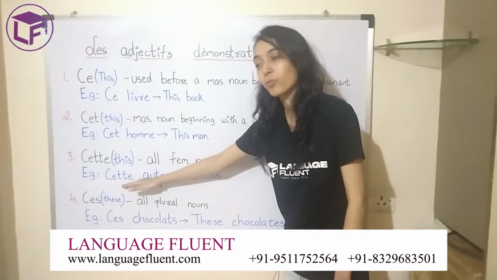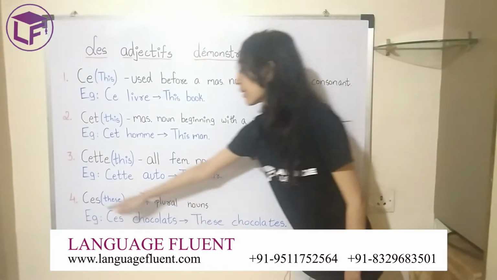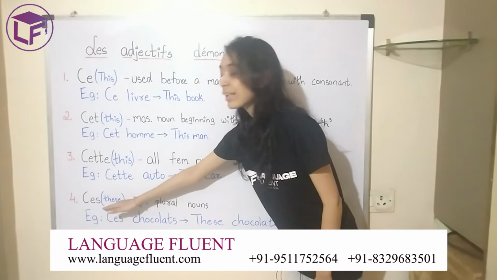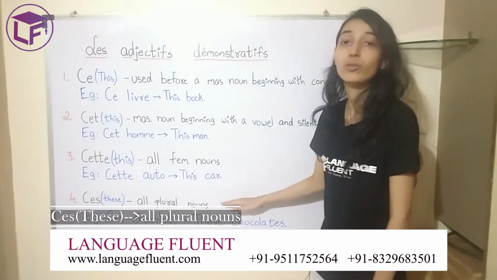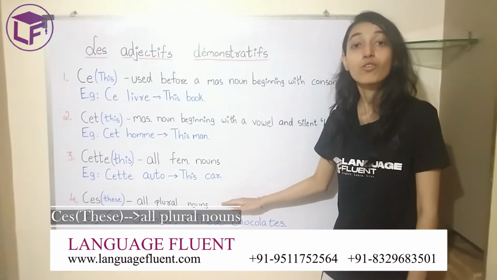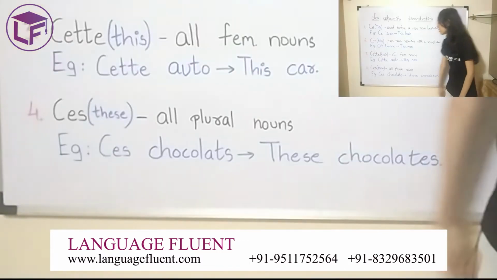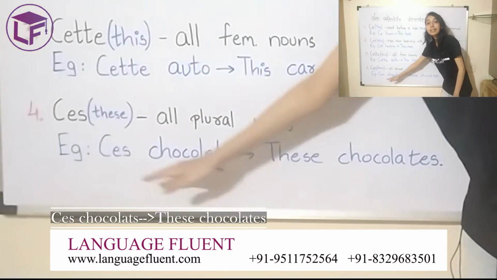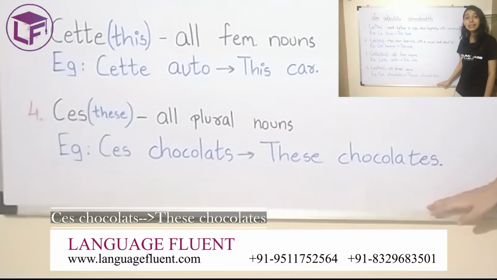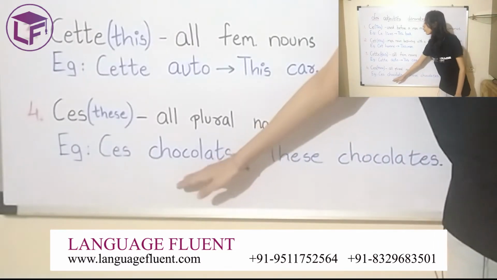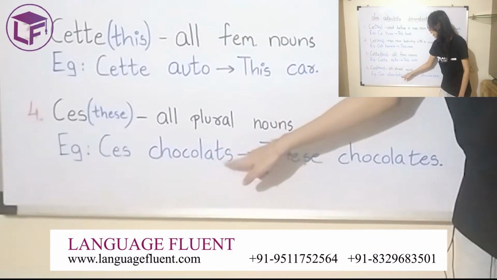And the last one is c-e-s, which is ces, and this means these in English. We use it for all plural nouns. For all plural nouns, we use ces. For example, ces chocolats, which means these chocolates. We know that chocolat is a masculine noun and it is plural because we have s.